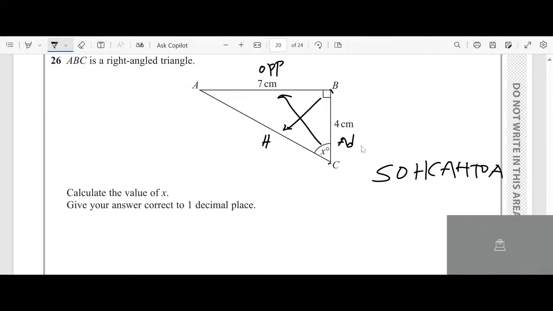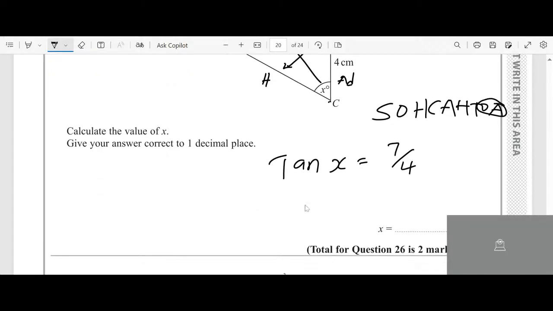We have opposite and adjacent. Which formula goes with that? Opposite and adjacent. So we'll say that tan of x should be opposite over adjacent. Therefore, to find the value of an angle, we do the inverse of the trigonometry, 7 over 4. Therefore, we'll say tan inverse, shift tan, bracket 7 over 4. To the nearest one decimal place, we'll have 60.3.